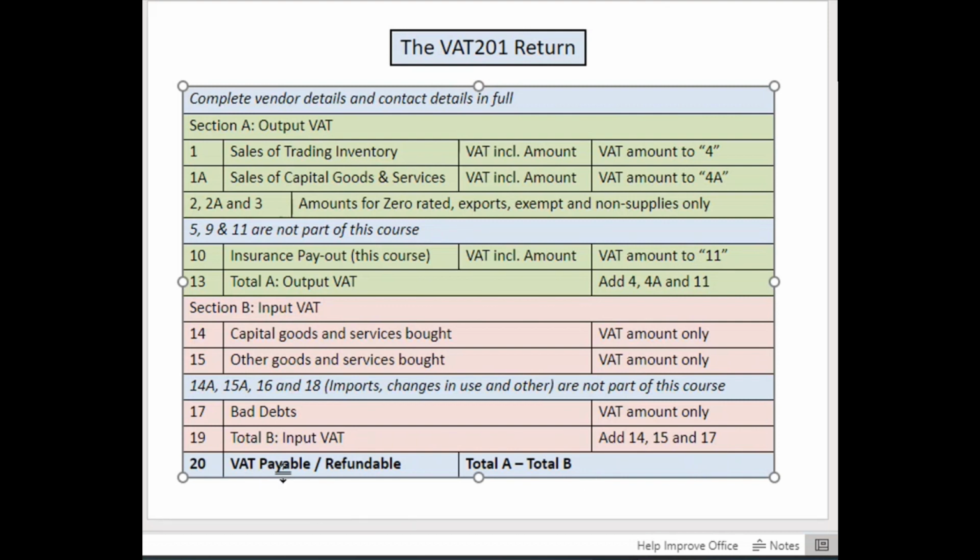And then you will have your VAT payable or refundable, where you will take the total for section A, output VAT, minus the total for section B, input VAT, and that is the total amount that you have to pay to SARS or that you can claim from SARS on a monthly basis.